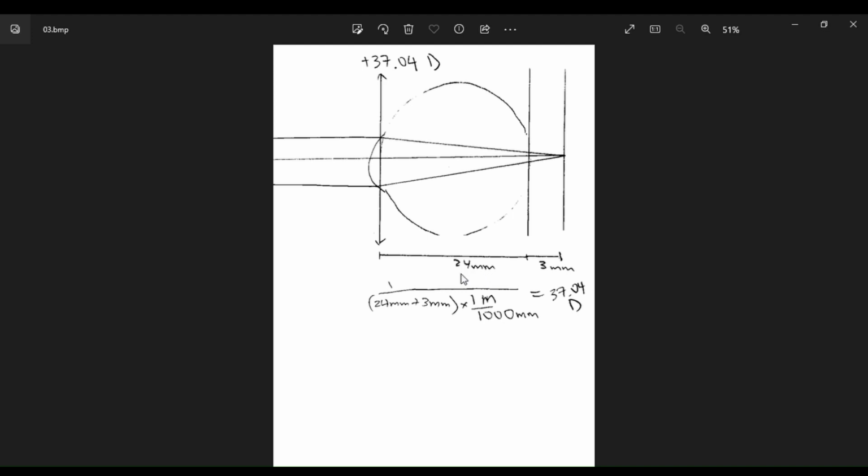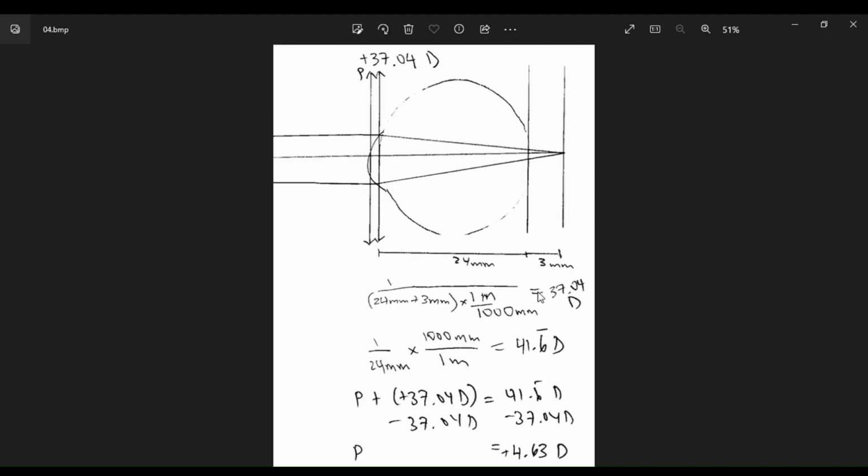If we want to calculate how strong this system is, we need to do 1 over 24 plus 3. That's the focal distance, and I convert that to meters. And here we get 37.04 diopters. That's how strong this lens is in this system. It's a far-sighted eye, and so we need to focus the light here, so we need a lens that has 24 millimeters as its focal distance. So if we do 1 over 24 millimeters, again convert that, we end up with 41.6 diopters. 41.6 diopters is what this eye needs to have to focus clearly.